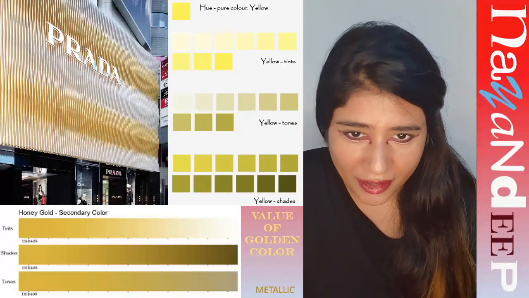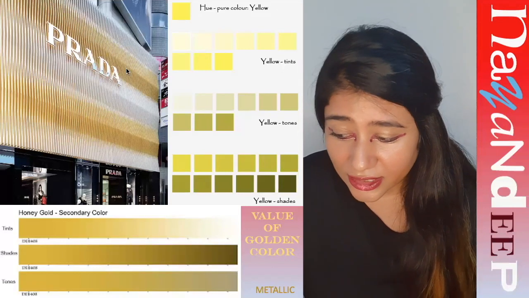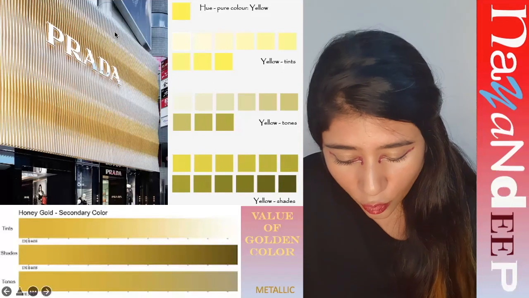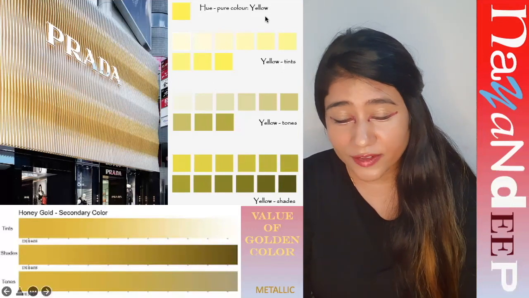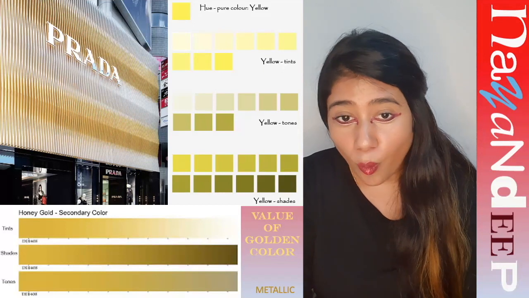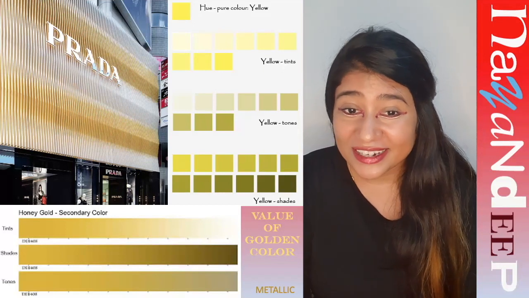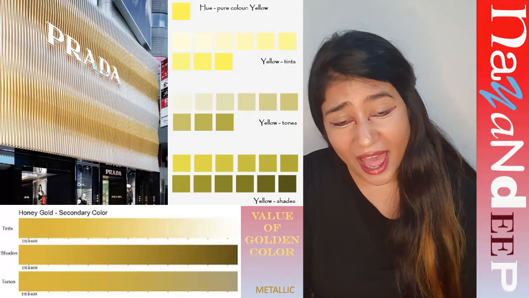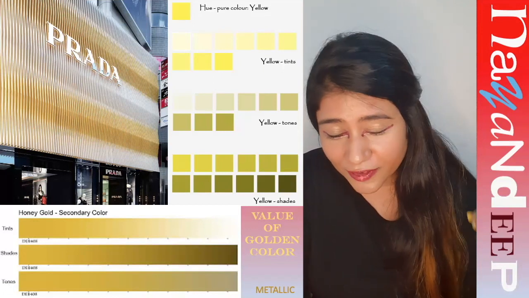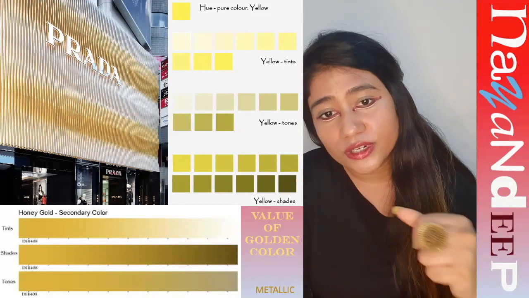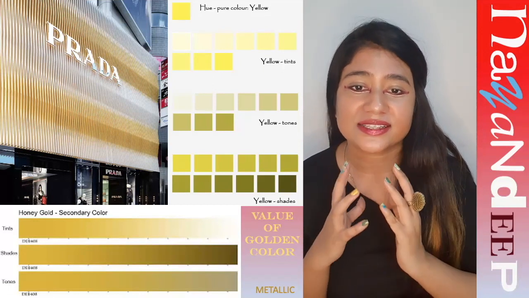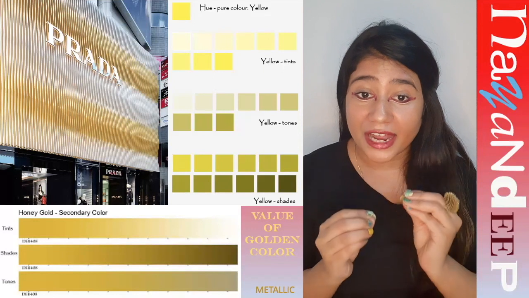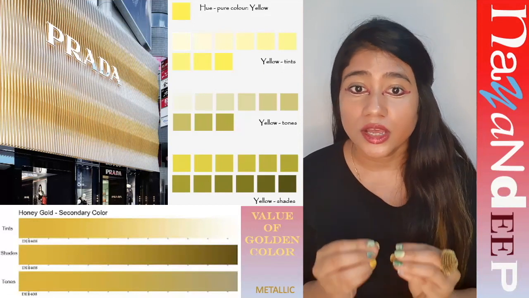Coming to the exterior of the Prada, here you can see it is having a yellow tone, or yellow value scale, but when I put the yellow value scale here, you can see there is no yellow on the facade. Why? There is yellow, but it is metallic yellow, and when yellow is given a metallic touch, like I told you, texture brings a huge difference. When yellow is given a metallic touch, it acts like golden. So here the value of golden color is used.